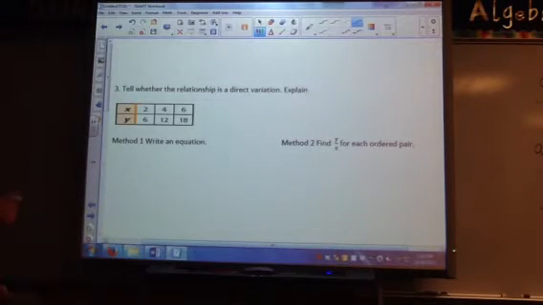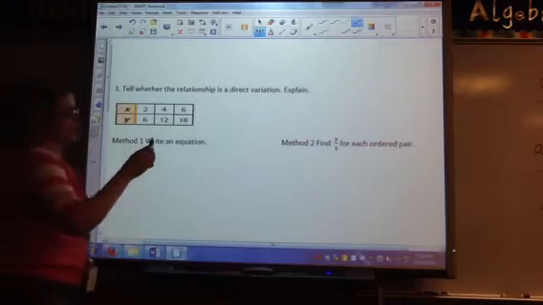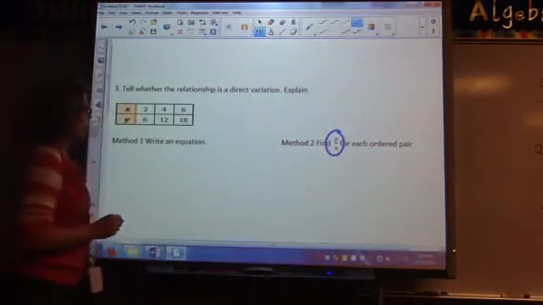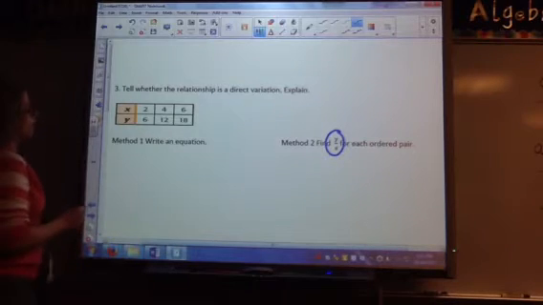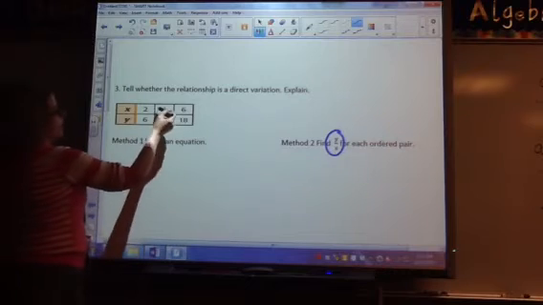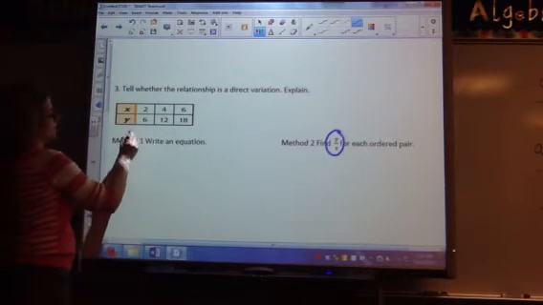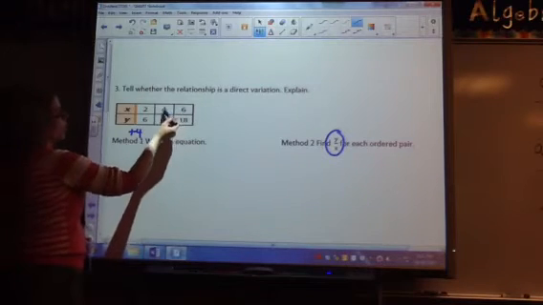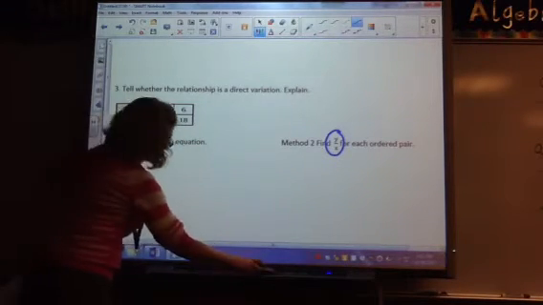Okay, two methods. I'm going to show you both, but I do want you all practicing this method with the ratio, okay? All right, so the first one is to write an equation. How do we get from x to y? 2 to 6. Add 4, right? Well, let's see if that works here. 4 plus 4 is 8, so that's not it.